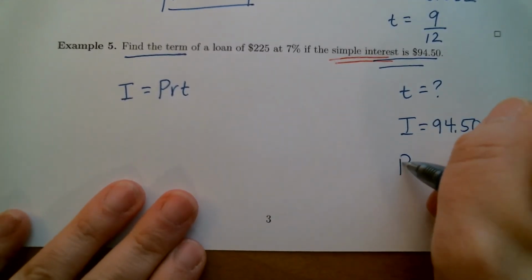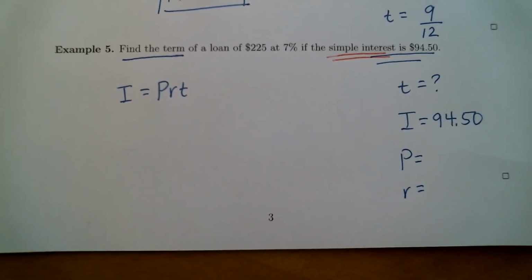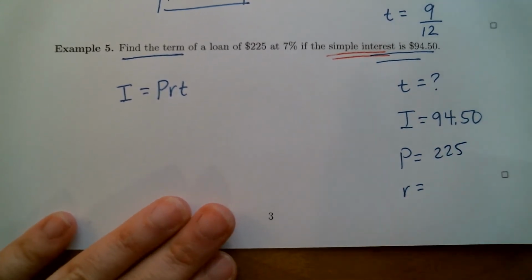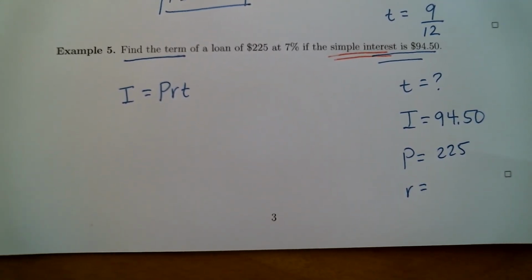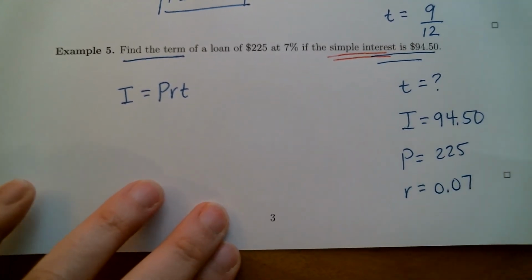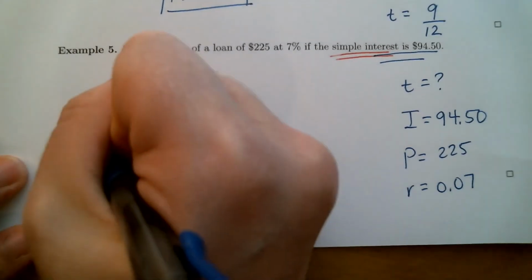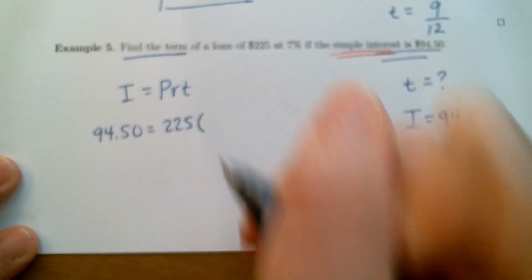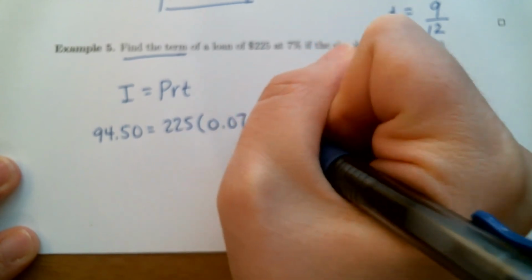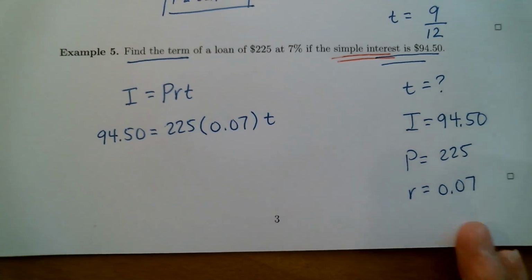We know the interest. If we're solving for time, we should know the value of all the other variables involved. So let's write down P and R. P is the principal, how much money I borrowed initially, so that's going to be $225. And the interest rate is 7%, so you need to drop the percent sign and move the decimal point 2 places to the left, so that's going to be 0.07. Plug all this stuff in and let's solve for time. So we're going to get $94.50 is equal to $225 times 0.07 times t.